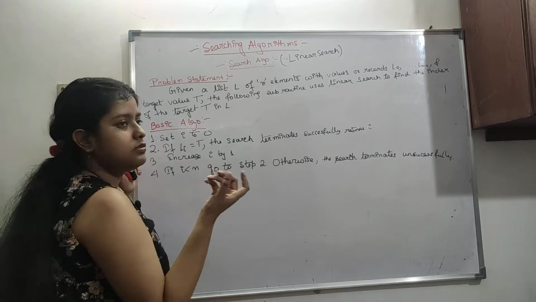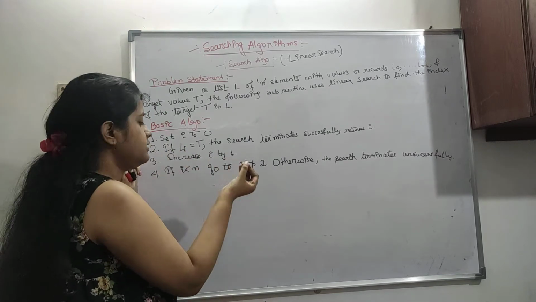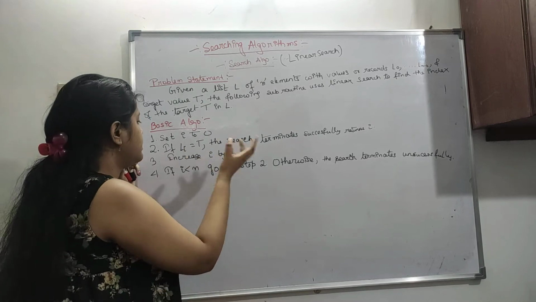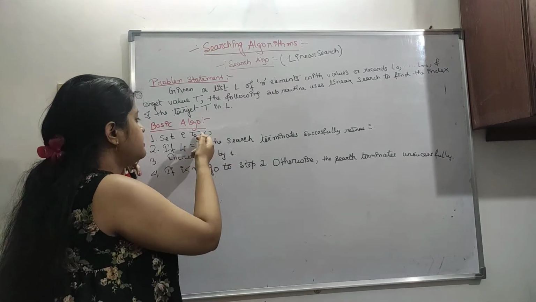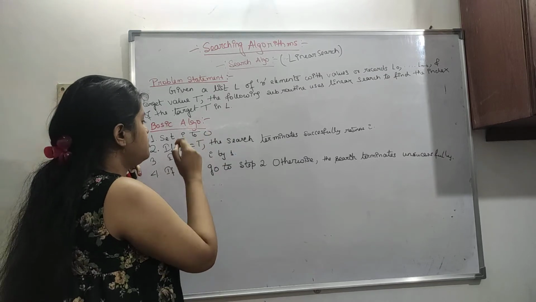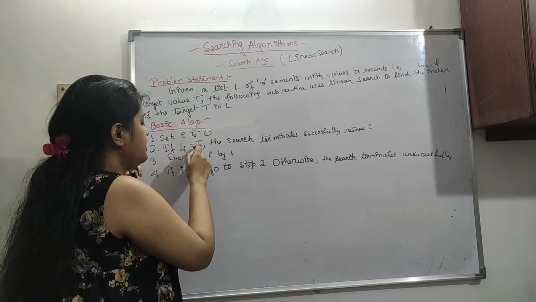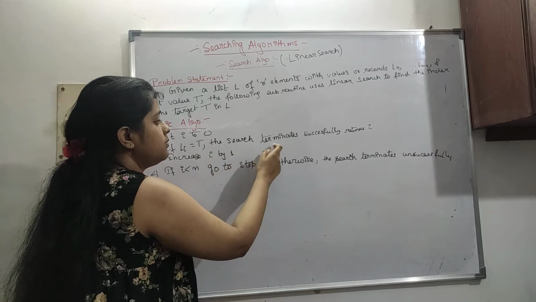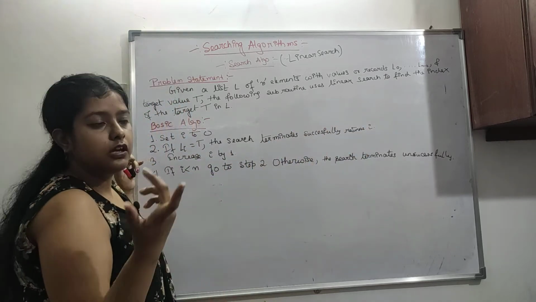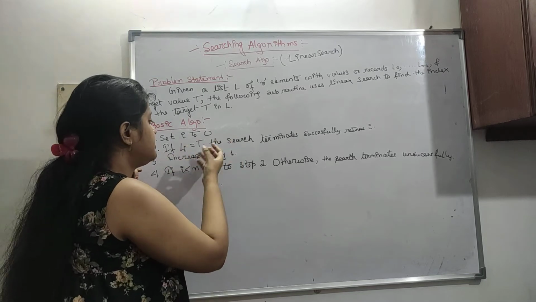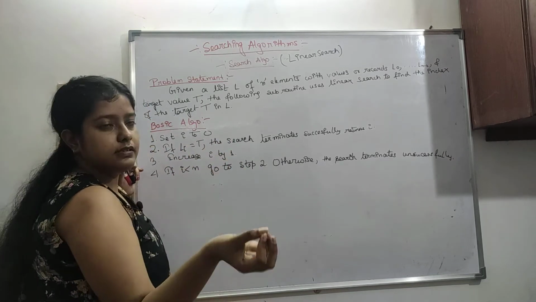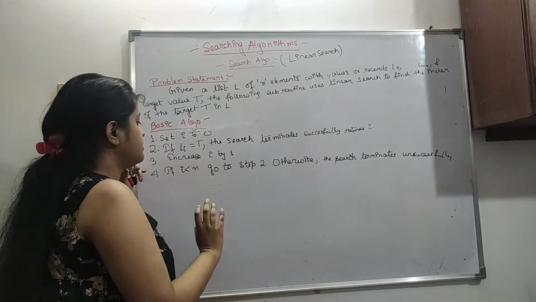Set i to 0, so the indices will start from 0. If L of i is equal to T, the search terminates successfully and returns i. So if the first element is our target element, we just return i, which is 0, and the search ends successfully.